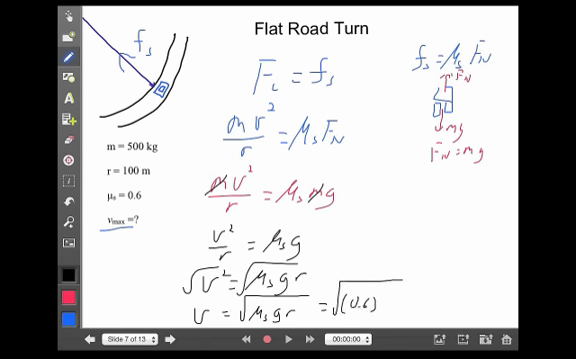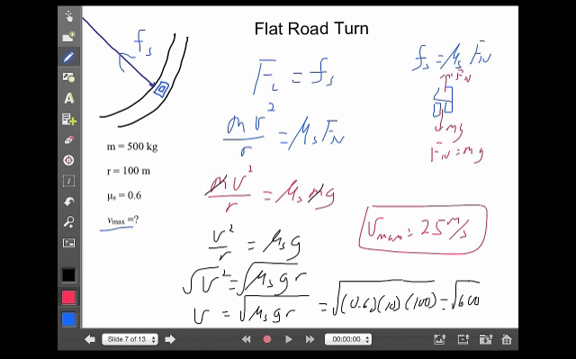So it's 0.6, gravity is 10, the radius of the turn is 100, gives me the square root of 600, which means the maximum velocity that this car can negotiate this turn is about 25 meters per second. Yeah, a little more than 50 miles an hour. Okay, so again, that's the way to do it. The key to the whole thing, saying that my centripetal force and my friction force are all the same force.